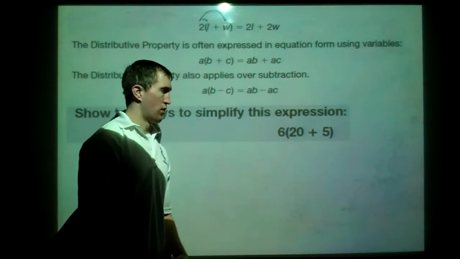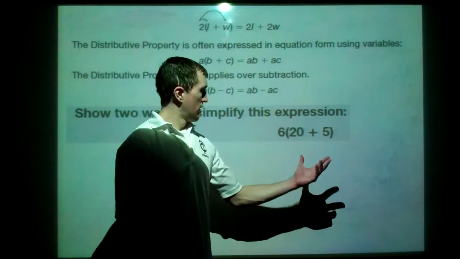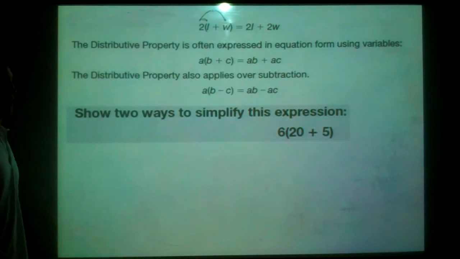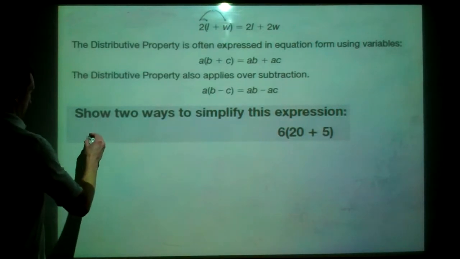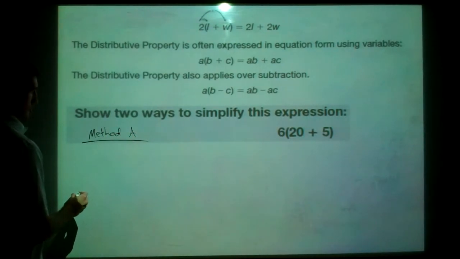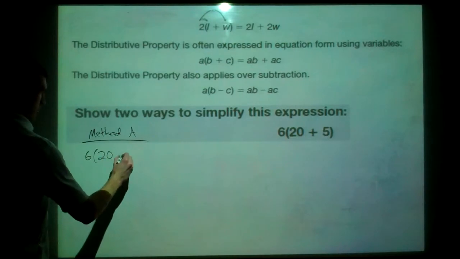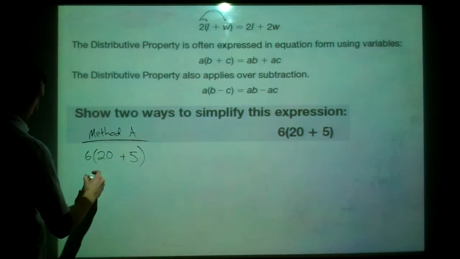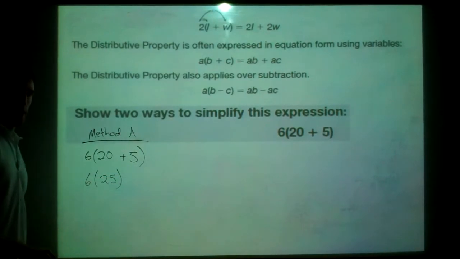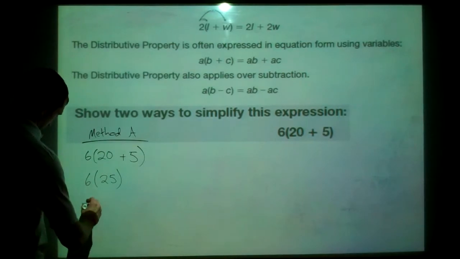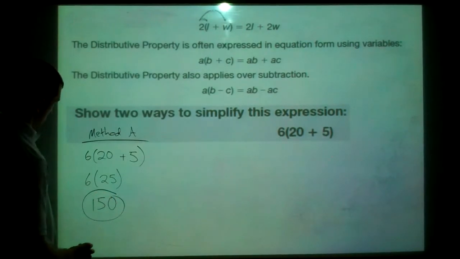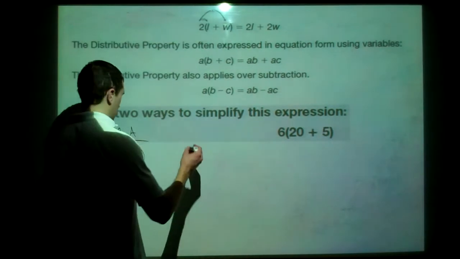So normally what I would have my students do, or you, is add what's in the parentheses first if you can. We're going to have situations where we won't be able to do that, and I'll point that out. But let's go with method A. We're going to add first. So 6 times (20 plus 5). Let's add these first and we'll get 25. So 6 times 25. 6 times 25 we should get 150. Okay? You can check that on a calculator or do it by hand if you want.